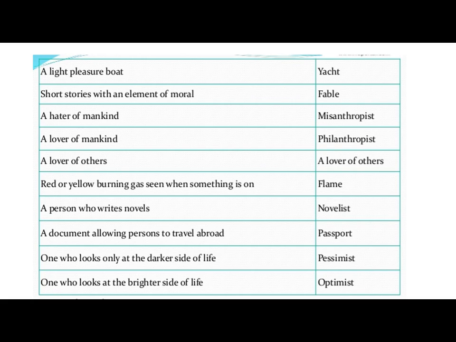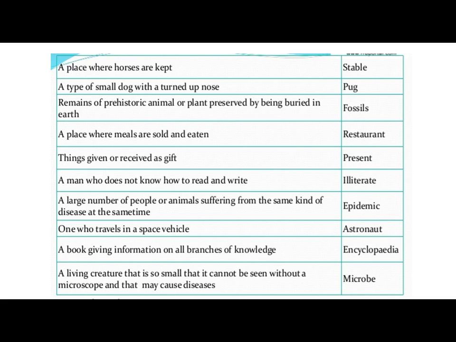A person who writes novels: novelist. A document allowing persons to travel abroad: passport. One who looks only at the darker side of life: pessimist. One who looks at the brighter side of life: optimist. A place where horses are kept: stable. A type of small dog with a turned up nose: pug.